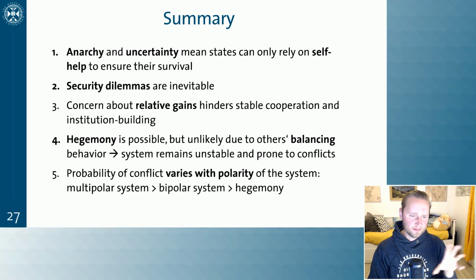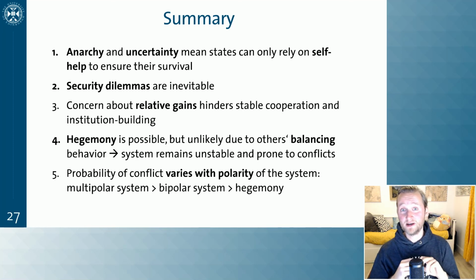And the probability of conflict will vary with how the system is structured. So do we have a multipolar system? That's the most conflict prone. Do we have a bipolar system, much less conflict prone? Or do we have a hegemony, which is the least conflict prone? So that was it from the first big story about how the world works.